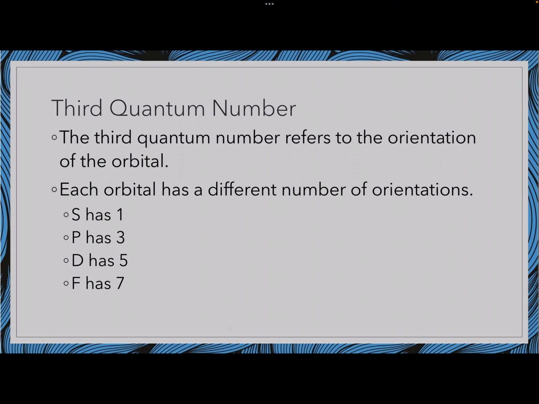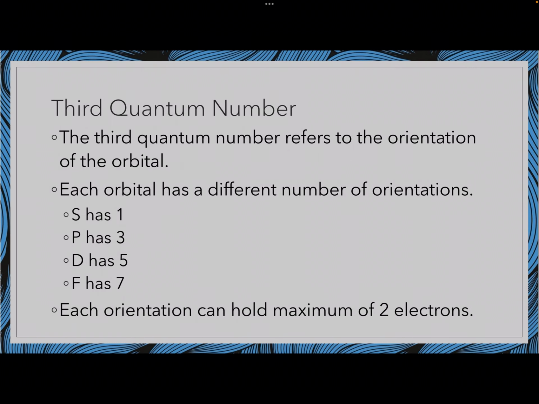And the important part for our Schrodinger SPDF notation stuff is that each orientation can only hold a maximum of 2 electrons. So basically what this leads us to is that s orbitals can hold 2 electrons, p orbitals can hold 3 times 2, so 6 electrons, d orbitals can hold up to 10, and f orbitals can hold up to 14.